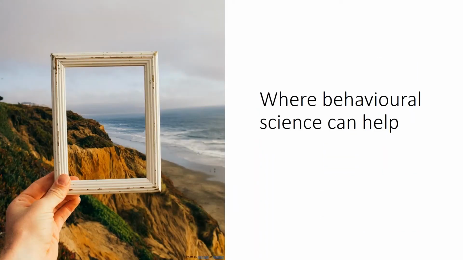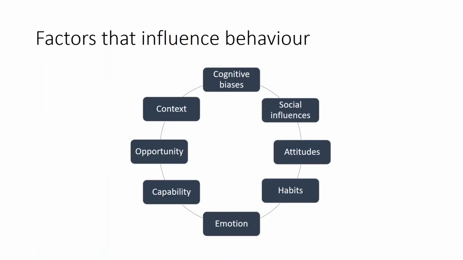And this is where behavioural science can help. There are many, many factors that influence behaviour, and these 8 broad categories I could talk about for weeks. There are entire master's programs dedicated to understanding these different factors that influence behaviour. But to give you a bit of an idea about some of the complexity of human behaviour, I'll step you through these and give you an example from each category.